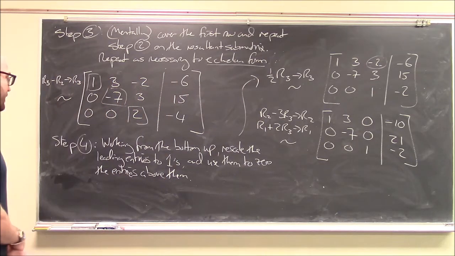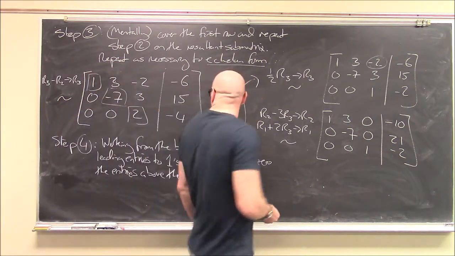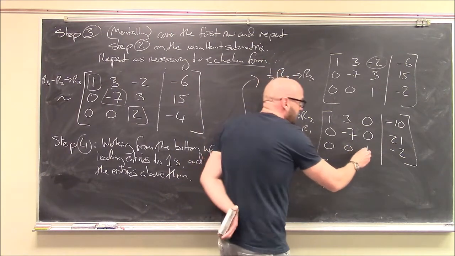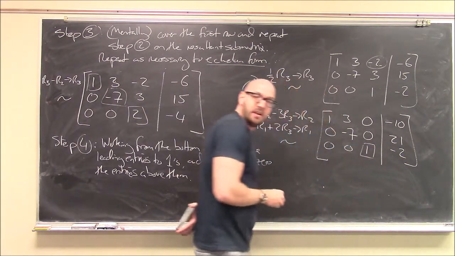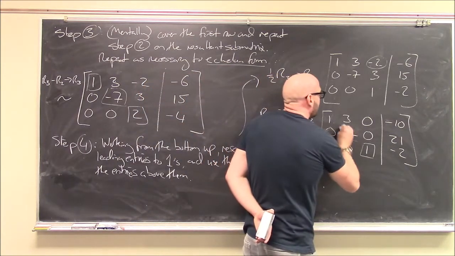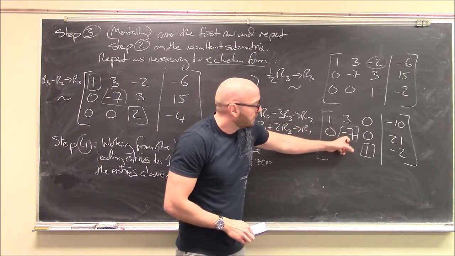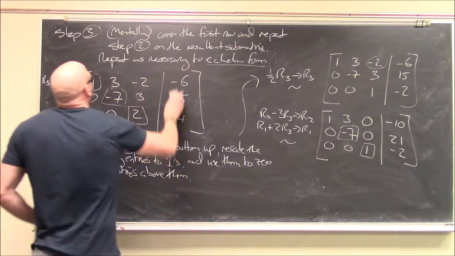Okay, so working from the bottom up, we'll rescale the leading entries to 1s and use them to 0 the entries above them. So, reading from that step, what do I need to do now? Well, I rescaled that leading entry, made it a 1, zeroed everything above it. Now I'm going to come into this leading entry, rescale it to 1 and 0 everything above it.